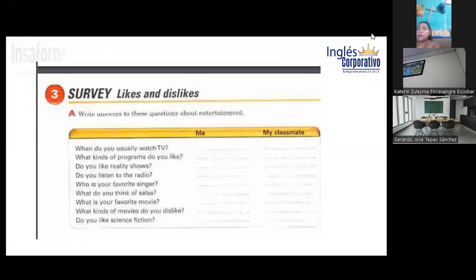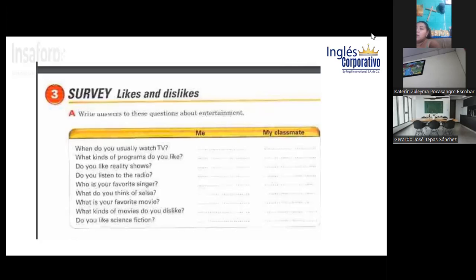So we can just have this one. When do you usually watch TV? In my case, I watch TV at night or during the afternoon, or in what moment? The second one is what kinds of programs do you like? I like comedy shows. I like sports like soccer. I like music, videos, concerts, etc. Do you like reality shows? Yes, I like reality shows because you have fun and you are entertained with your friends, and there are crazy and funny things you can see.